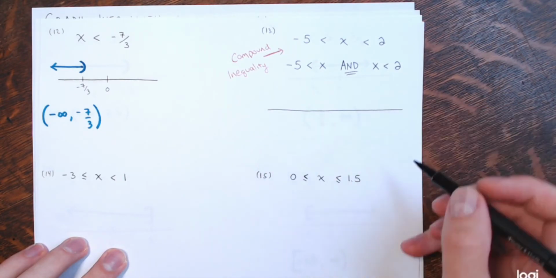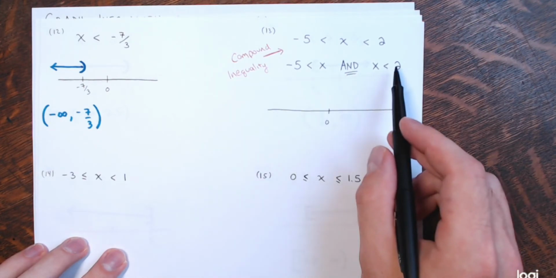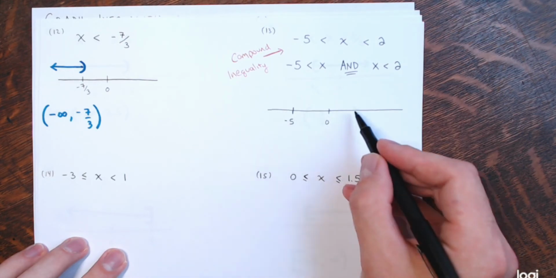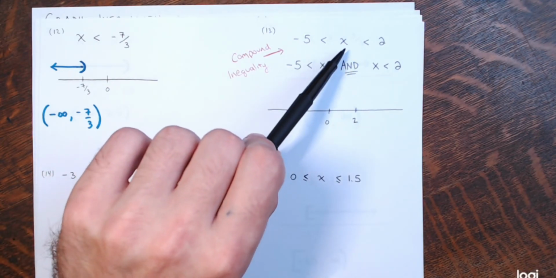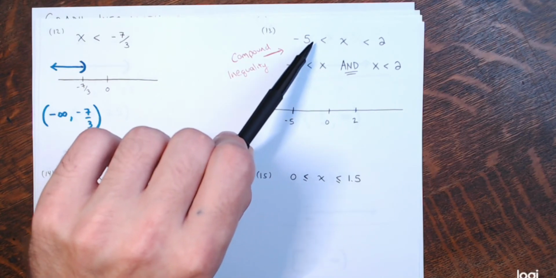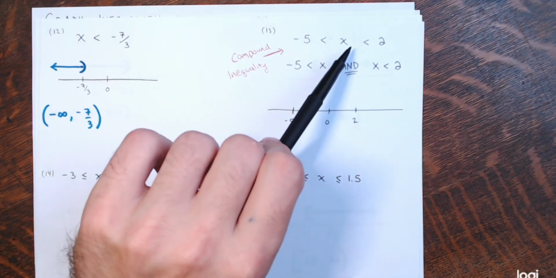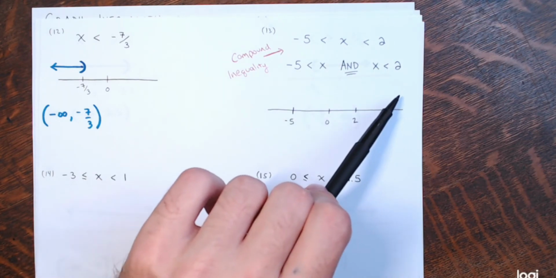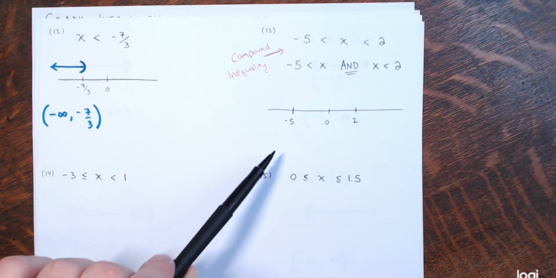So here's a number line. Okay, let's say there's 0, and the numbers that show up here are -5, which would be to the left of 0, and +2, which would be to the right of 0. Right? And like I said, we're looking for all the numbers that are greater than -5, right? So to the right of -5, but at the same time less than 2. So to the right of -5, but at the same time to the left of 2.